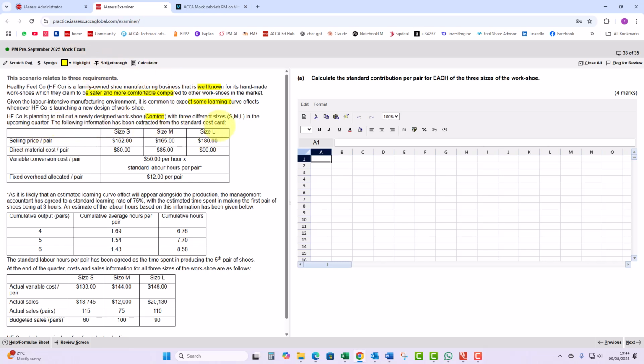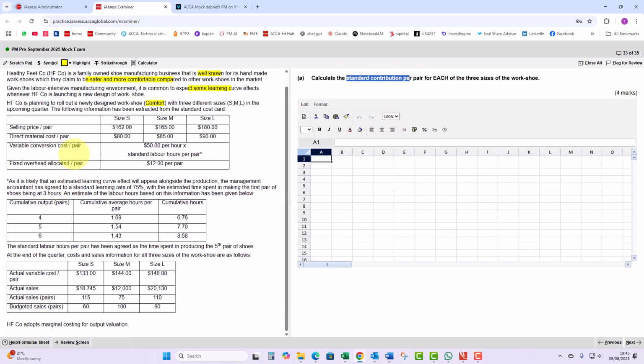The following information has been extracted from the standard cost card. For each size, we've got the selling price, the direct material costs, the variable conversion cost per pair, and fixed overheads allocated per pair. And remember, the first question was asking us about the standard contribution. On the variable conversion costs, it tells us it's $50 per hour multiplied by the standard labour hours per pair, but as it's likely that an estimated learning curve will appear alongside the production, management accounting has agreed to a standard learning rate of 75%, with the estimated time spent in making the first pair of shoes being 3 hours.